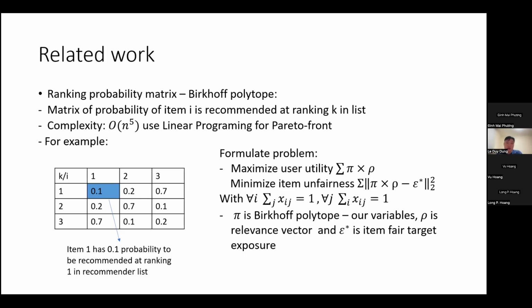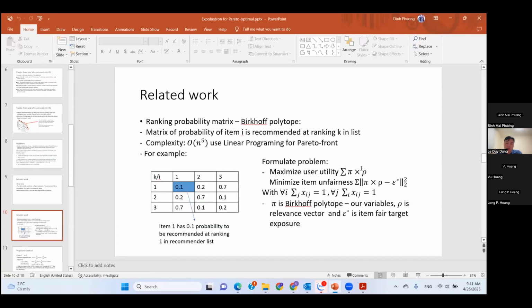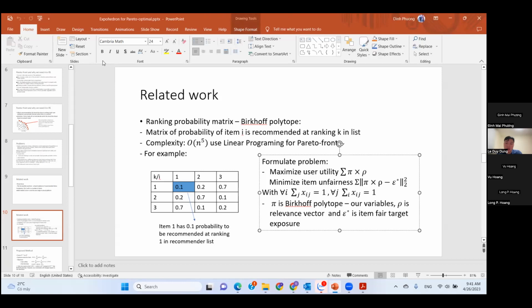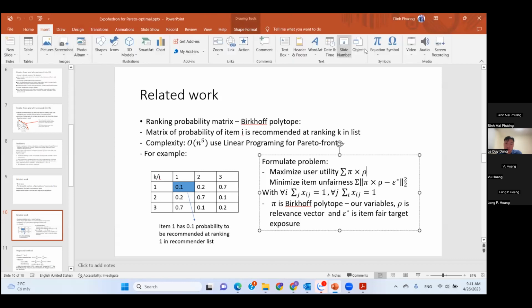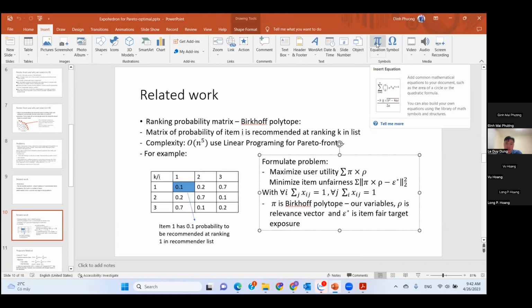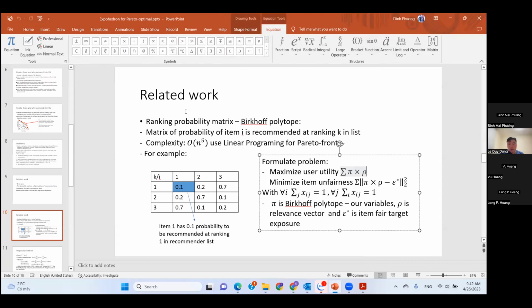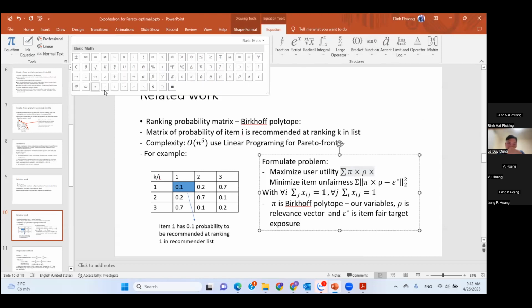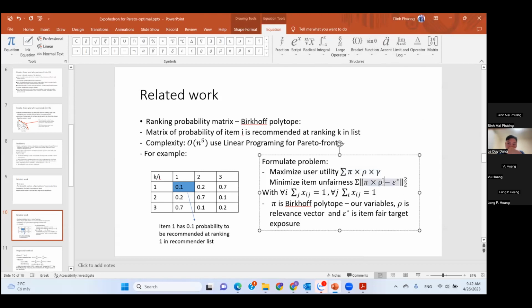Okay, so the problem here is that you need to determine the value of the entries of this matrix so that when you multiply with the row, it has a maximum value, and at the same time the L2 norm square will be minimized. And since we have a different exposure in the ranking, and we assume that users want the most relevant item to be at the top of the list, this might be multiplied with some gamma.